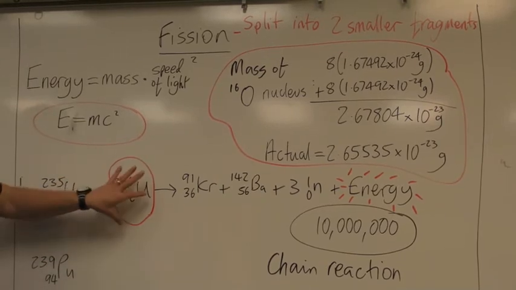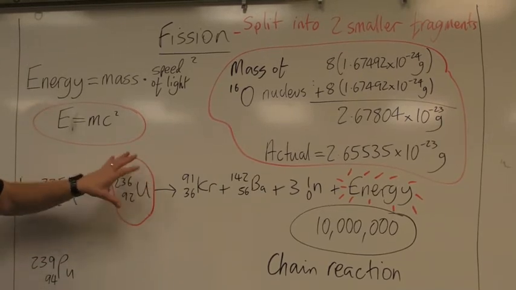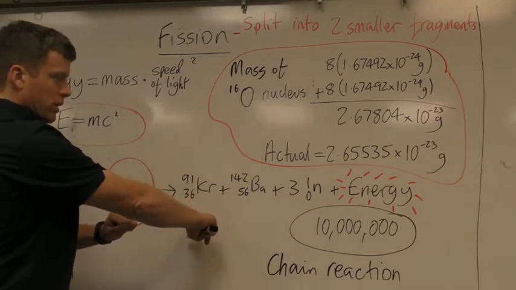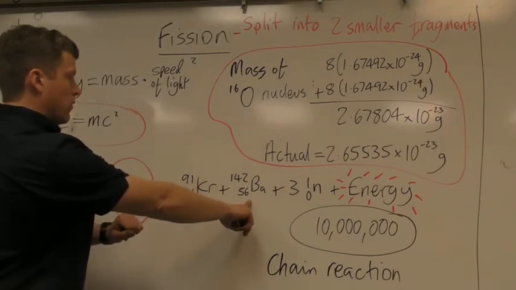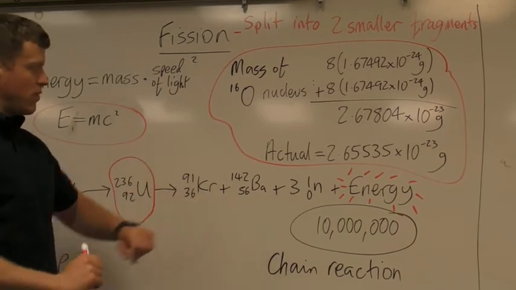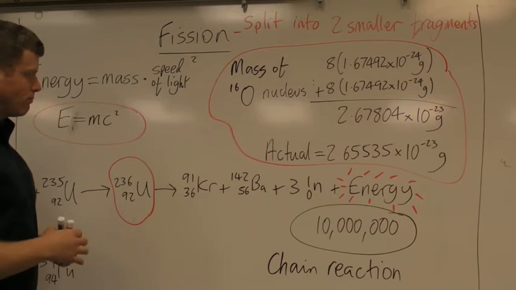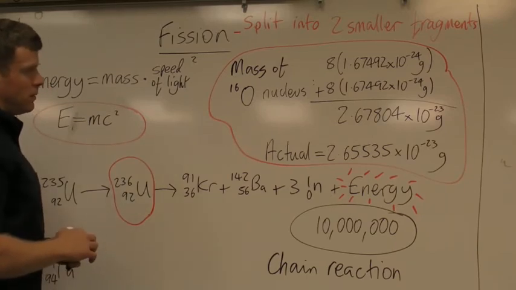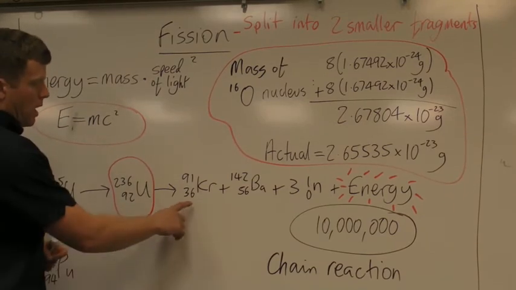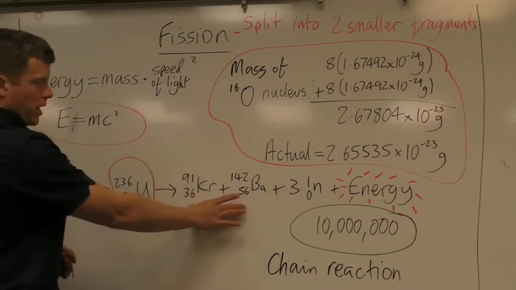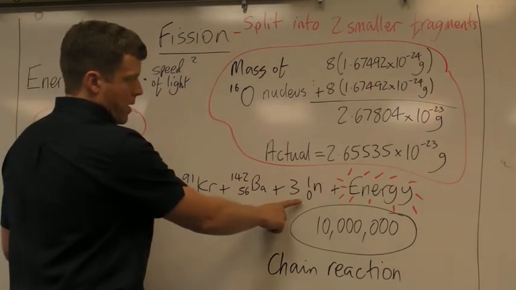So what happens to this is that it breaks apart into these two nuclei. So this is krypton, and I've got my symbol wrong there, but element number 56. I'm not sure what it is right now, but it's not barium. So you got two smaller nuclei here.